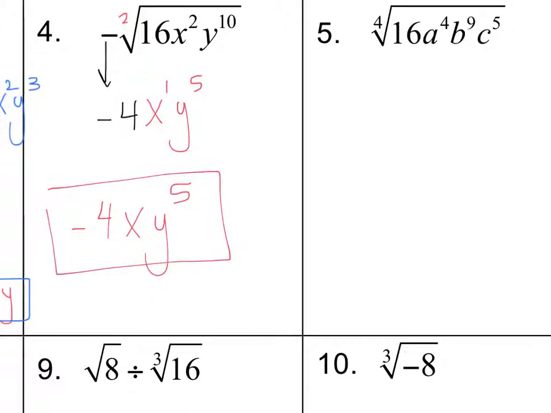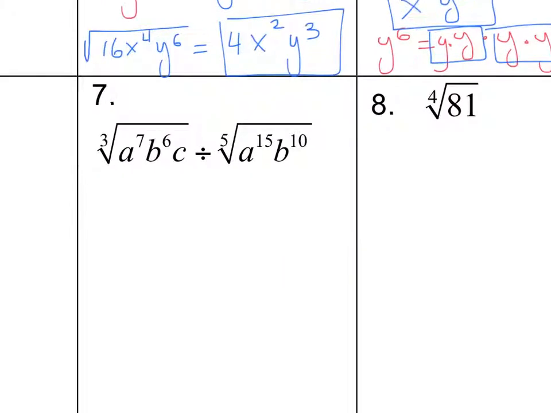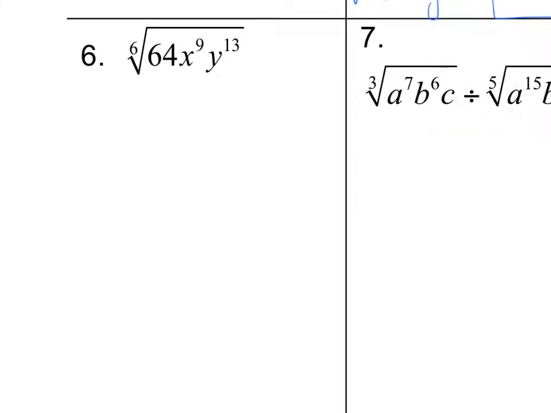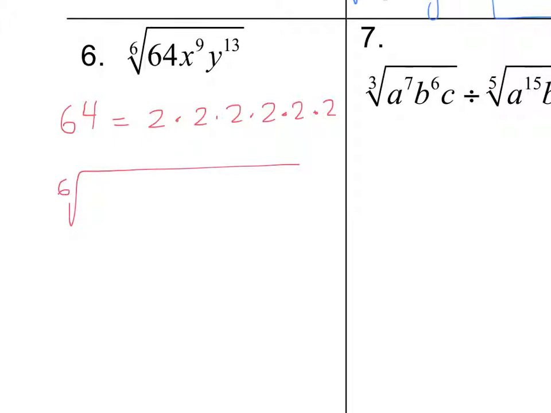Now let's move on to number 6. 6th root of 64, x to the 9th, y to the 13th. Now, 64, we all know that basically it's 6 2's multiplied together, so it's 2 to the 6th power. So what you can do is instead of the 64, you can write 2 to the 6th, x to the 9th, y to the 13th. So first of all, I'm trying to simplify the 64 first.